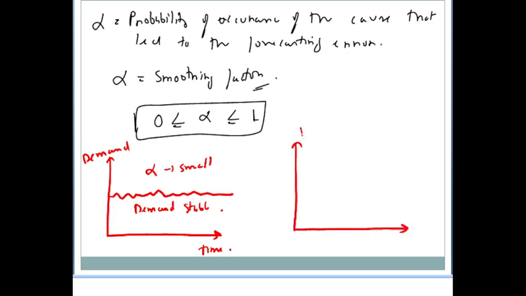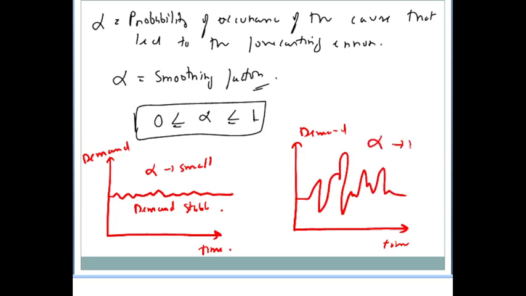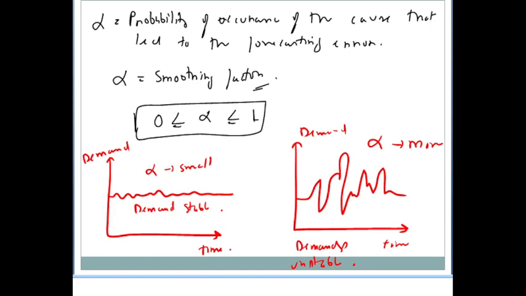On the other hand, let's say this is the demand and this is the time. If alpha is more, then the demands will be unstable.